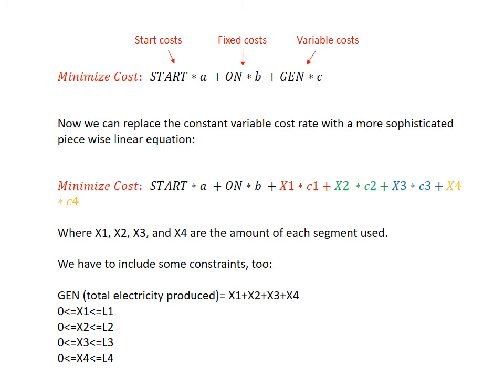So the constraints here, we don't have to put in specifically in the problem that you have to start with X1, and only when you've exhausted the amount of production in X1 can you move on to X2. Because we're minimizing the cost, the objective function does that for us anyway. But we do have to have constraints here on the size of x1, x2, x3, and x4. These are all continuous variables, but they have to be between 0 and L1, L2, L3, and L4. And remember, if you go back to the previous slide, L1, L2, L3, and L4 were the respective widths of all of the broken out piecewise pieces of the nonlinear function. We're also keeping the variable gen, but gen we define here as the sum of x1, x2, x3, and x4.